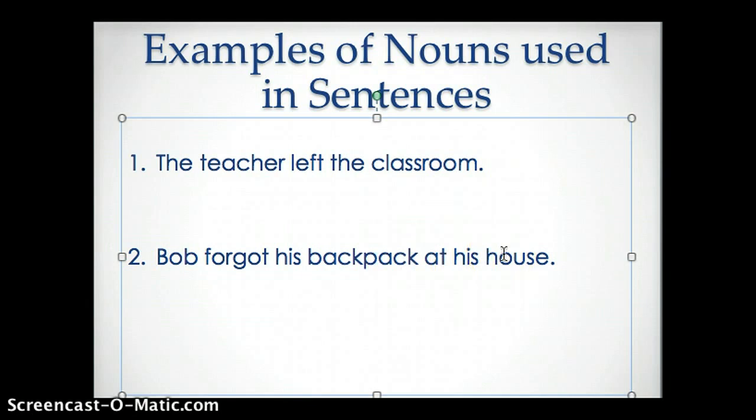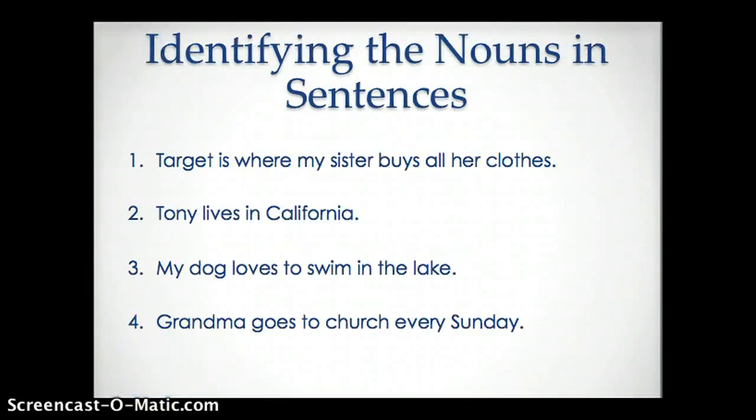The leftover words in that sentence are forgot, at, and his. Those are not nouns, because those words are not a person, place, or thing, and they are not something you can see, hold, or touch. Now let's look at a few sentences together and try to identify the nouns in that sentence.